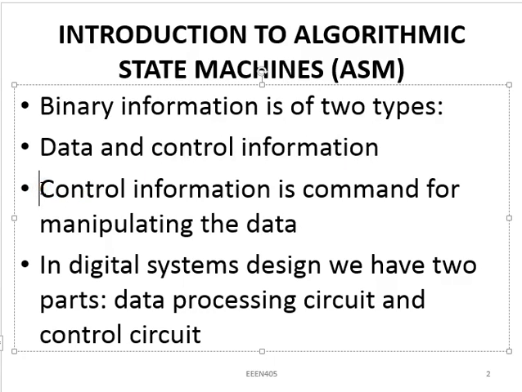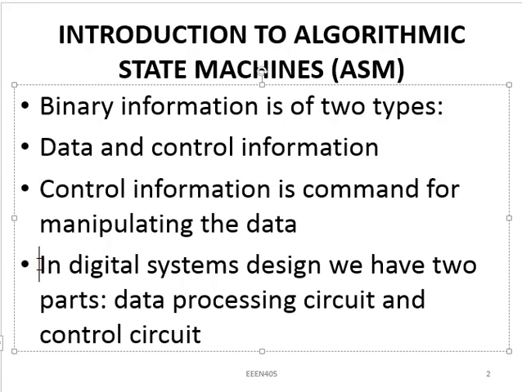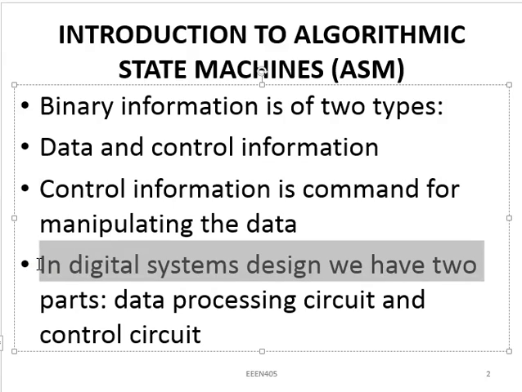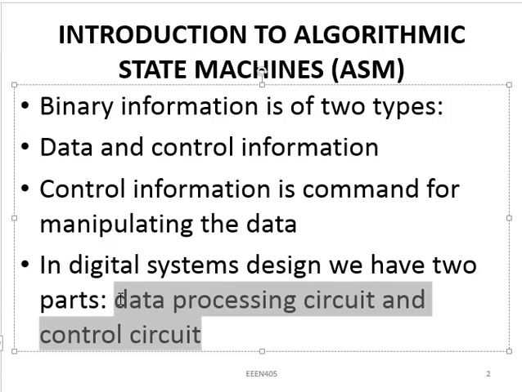As I said, this control information's function is to command and manipulate the data so that you can get the result from your inputs. In digital systems, when we are designing with respect to this fact, we have two segments. We have a circuit that is used for processing the raw data, and we have a circuit that is for controlling the behavior of the digital system. The segment responsible for that control is what we call algorithmic state machine.